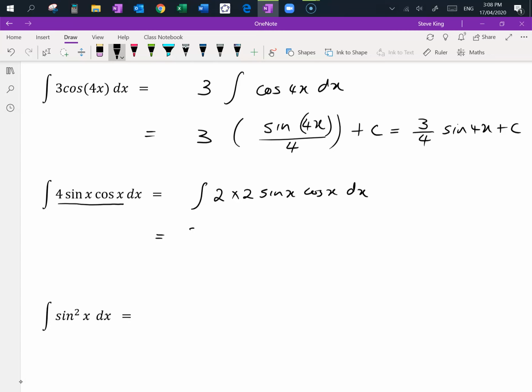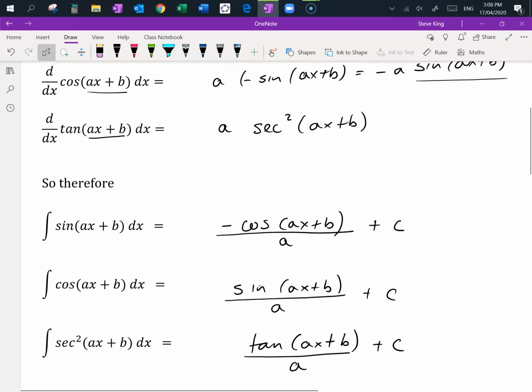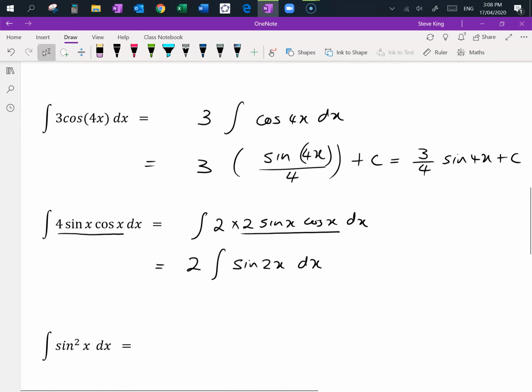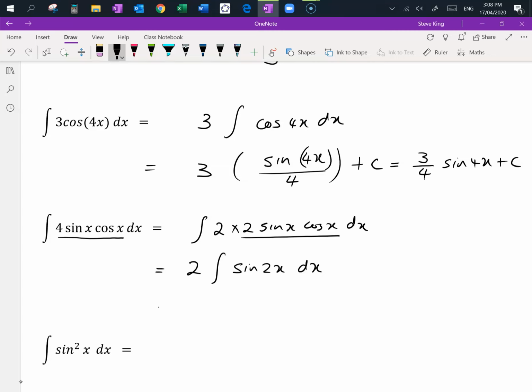In other words, I could pull that 2 and put it in front of the integral sign. And hopefully you'll be able to tell me that the 2 sine x cos x could be written as the sine of 2x dx. Now I've got myself back to something similar to the example that I started out with up there. So what am I going to have here now?